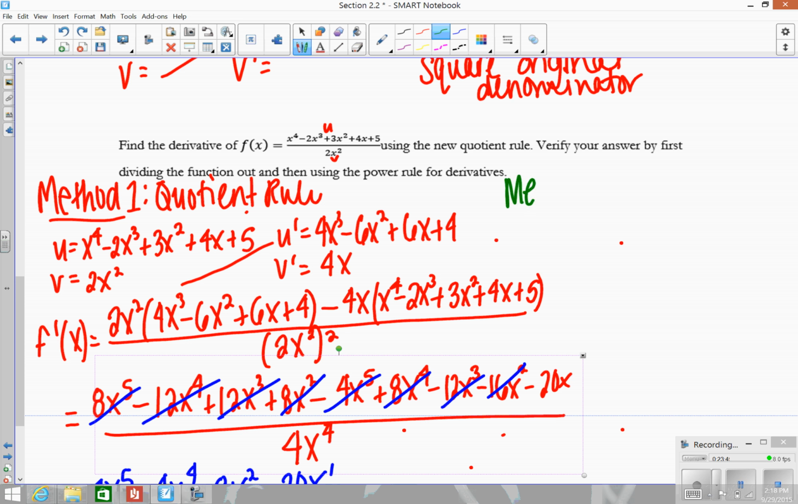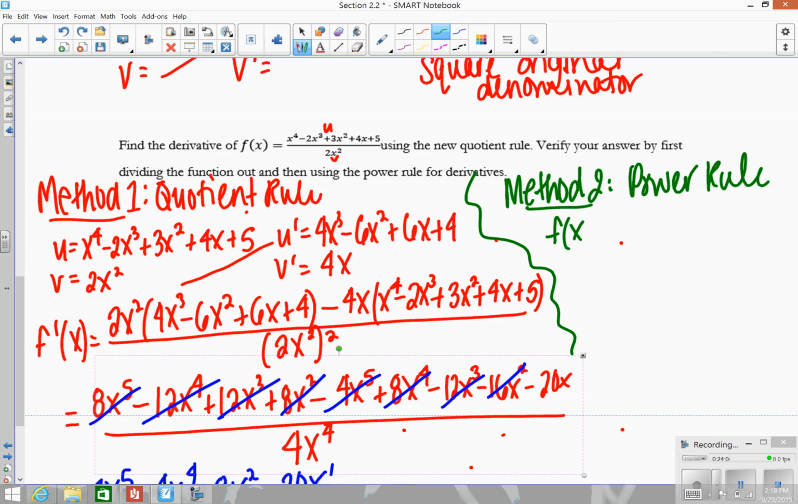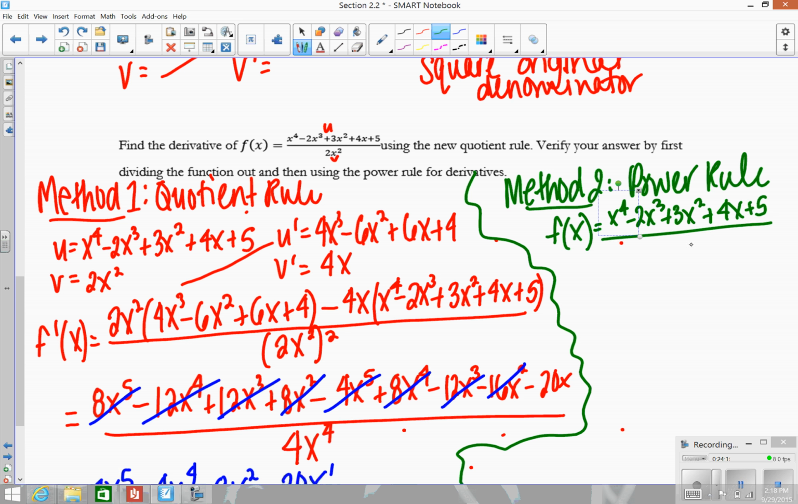so method 2 will be using the power rule. You would first take your function, and remember, you have to get it into that format where you can actually apply the power rule. So coefficients times an x raised to a power. So the first thing I'm going to do is I'm going to take this function and I'm actually going to divide these out. So I'm just going to rewrite first.